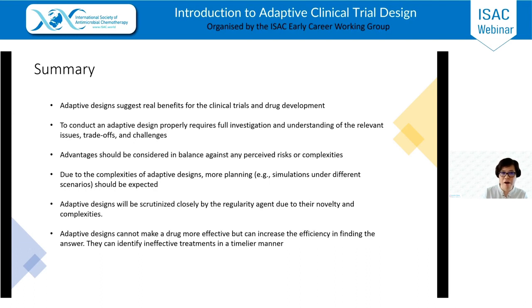There's a good part of the adaptive design. This is a real benefit of that. But there are trade-offs and issues. There are lots of challenges. I hope everybody fully understands that. Because the adaptive design is usually complicated, you have to do lots of simulation to make sure you cover the worst scenario and the different situations to understand it better.